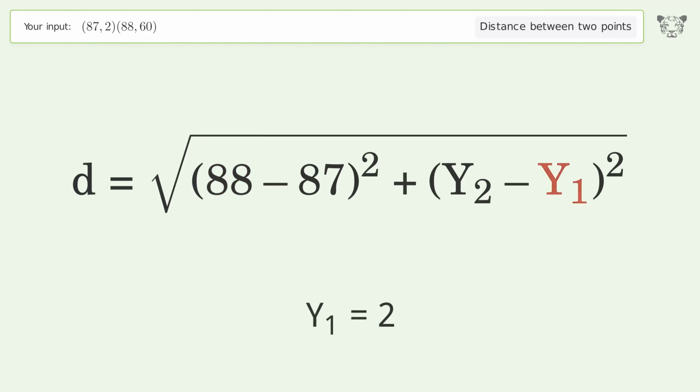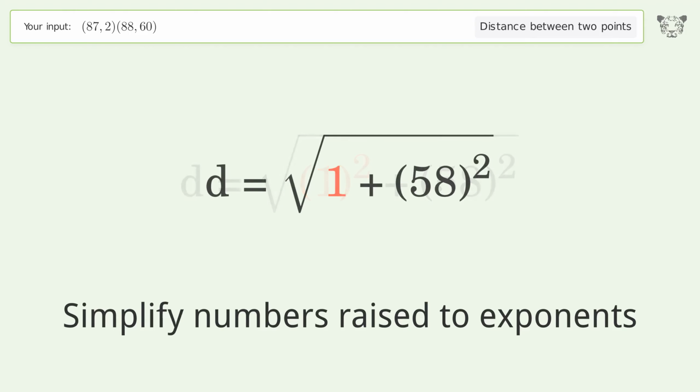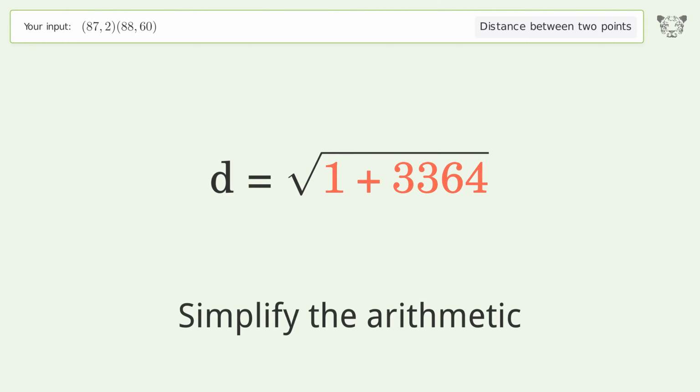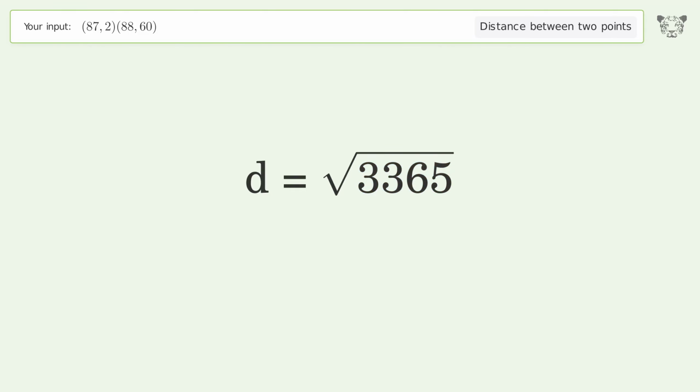Calculate the expression inside the parentheses. Simplify numbers raised to exponents. Simplify the arithmetic. And so the distance between the 2 points is the square root of 3,365, or 58.009.